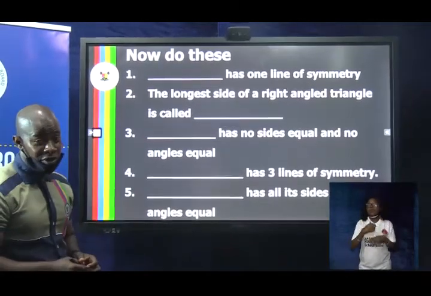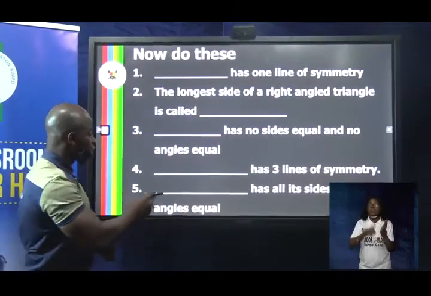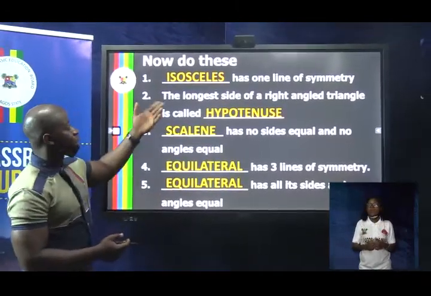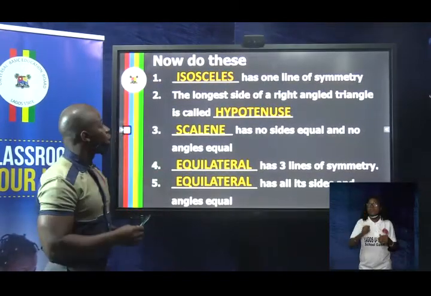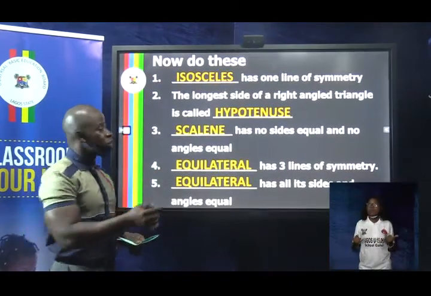Alrighty then, eyes on me. I believe this was easy peasy for you. Let's now see the answers. An isosceles triangle has one line of symmetry, as we have pointed out, this one. The longer side of a right angle triangle, of course, is the hypotenuse.